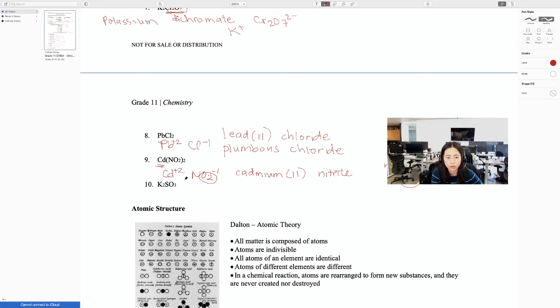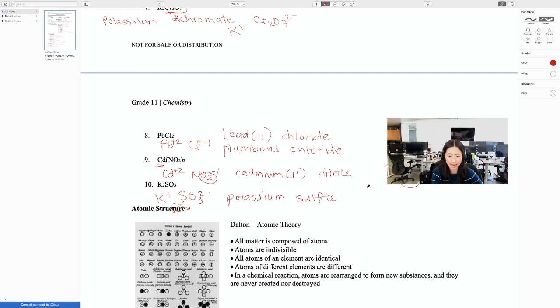Okay, so moving to K2SO3. So SO3 2-, and we have K+. So when you cross over their oxidation numbers, you get K2SO3. So that means this is potassium sulfite.